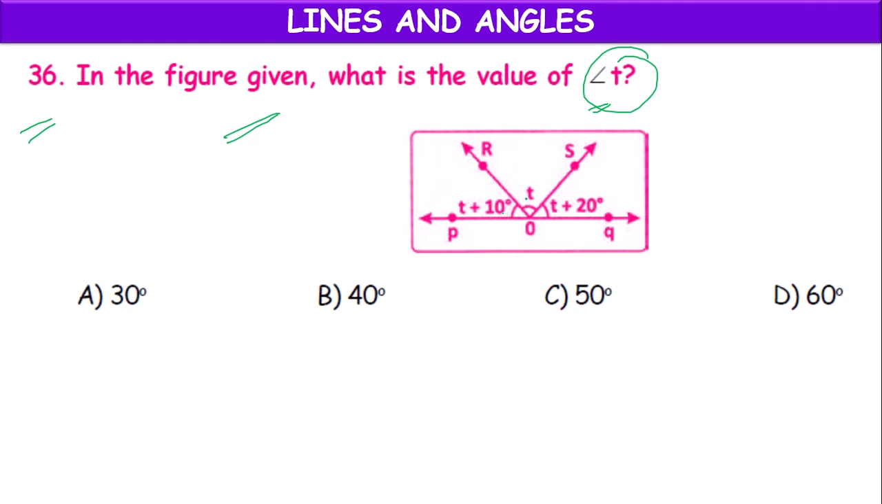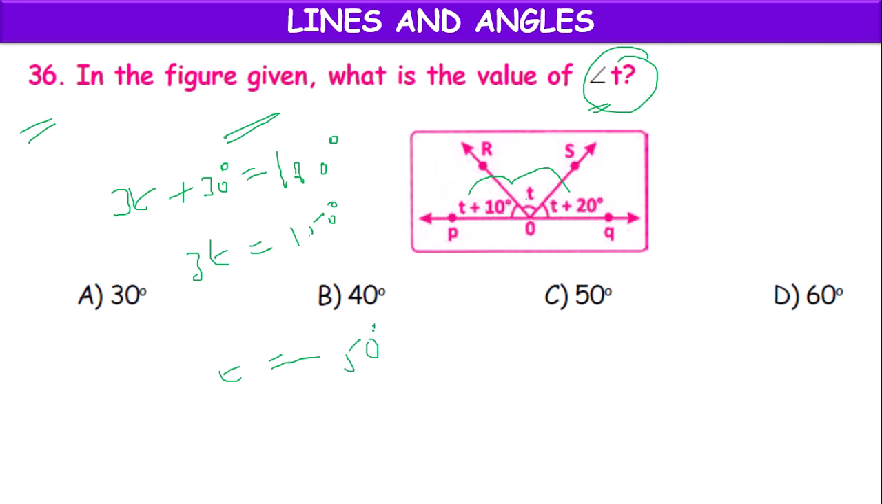So T plus 10, T plus 20 equal to 180 degrees. T plus T plus T equal to 3T, plus 10 plus 20 equal to 30 degrees. That sum equal to 180 degrees, or 3T equal to, this 30 will come this side, 180 minus 30, 150, or T equal to 150 by 3, which is equal to 50 degrees. So option C is right.